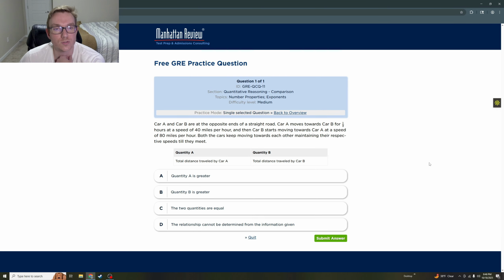Okay, so here we have an interesting one. Car A and car B are at the opposite ends of a straight road. Car A moved towards car B for half an hour at a speed of 40, and then car B starts moving towards A at a speed of 80. Both cars keep moving towards each other, maintaining their respective speeds until they meet.